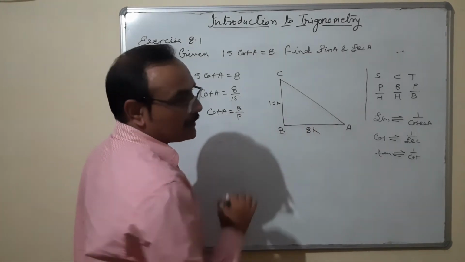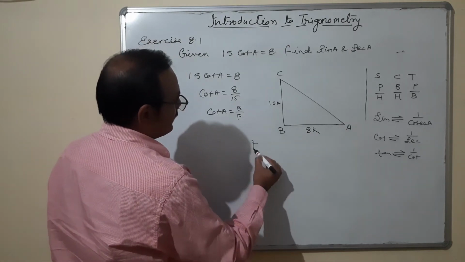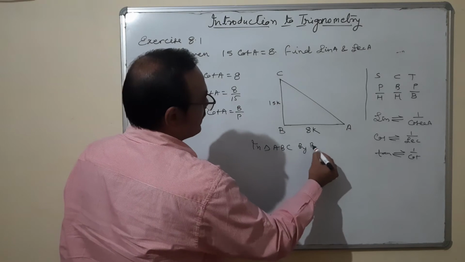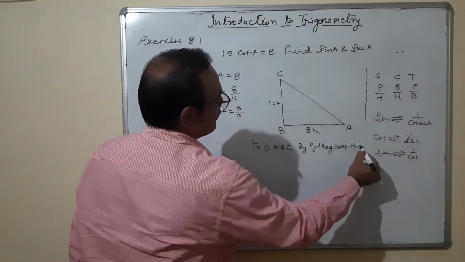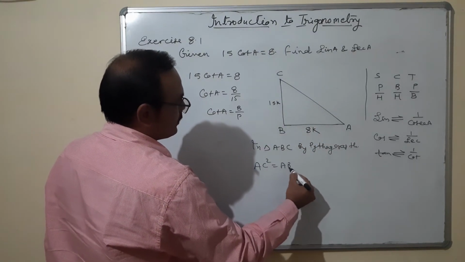Now we know two sides, perpendicular and base, and we need the hypotenuse. So in triangle ABC, by Pythagoras theorem, AC square is equal to AB square plus BC square.